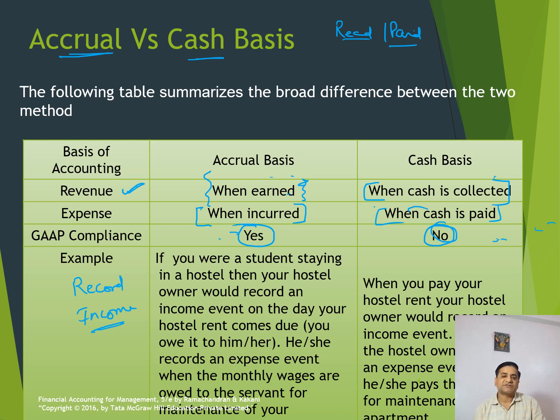Whereas in case of cash, if we talk about the same example, the person who is maintaining his books of accounts on basis of cash would record the income only when it is received from the student. Also, the expense would be recorded only when it is paid by the owner. Right? So there is a big difference between the accrual and the cash basis of accounting. Accrual says whenever the amount becomes due to be received or to be paid, then we need to record that. Whereas cash basis says it would be recorded only when the cash has been actually received or paid. Clear?